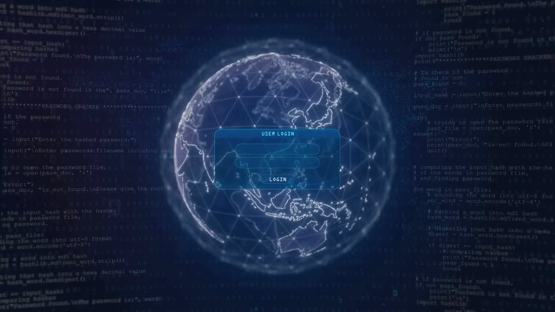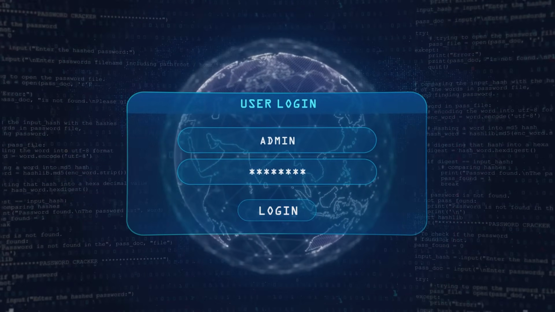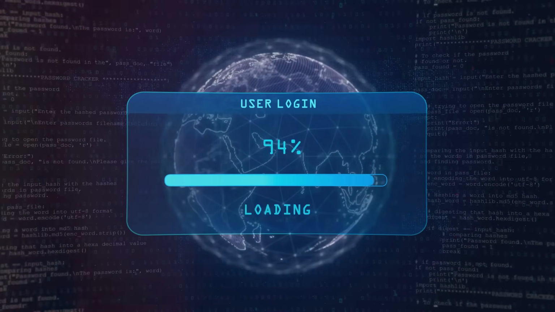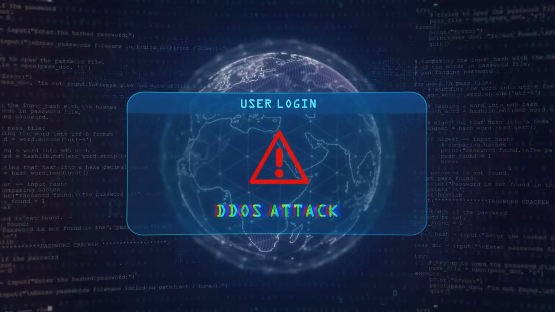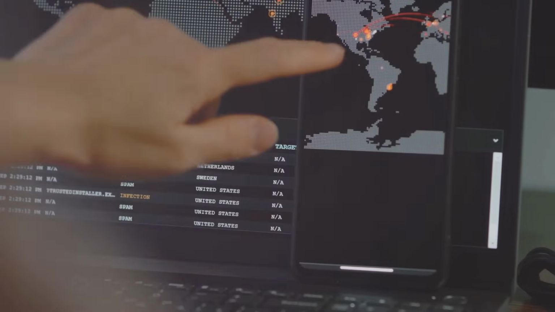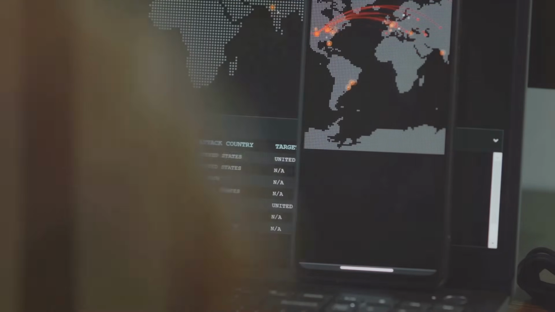It's important to note that DDoS attacks aren't typically about stealing data or causing permanent damage. Instead, they're designed to cause disruption, to take a system offline or slow it down to the point where it's unusable. In short, DDoS attacks overwhelm a system with traffic, rendering it unable to function properly.